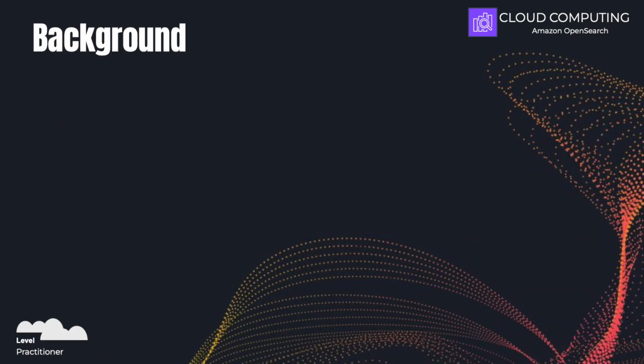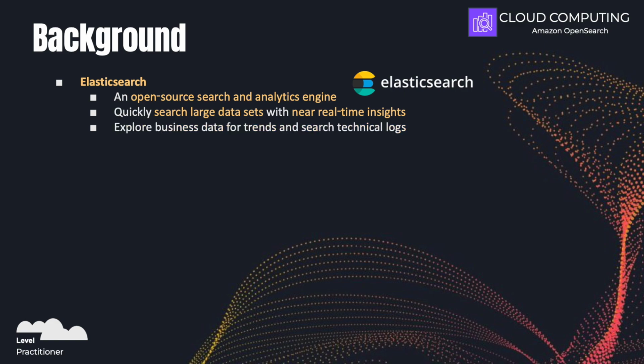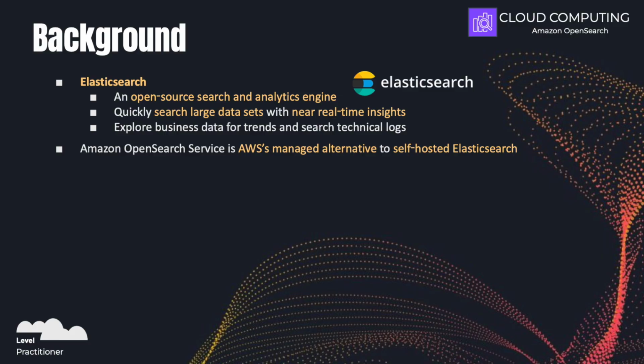Before we talk about Amazon OpenSearch service, it helps to understand the core idea behind it, Elasticsearch. Elasticsearch is an open source search and analytics engine that lets you quickly search through large amounts of data and get near real-time insights. You can explore business data to spot trends or search technical logs to see what's happening in your system. The problem is running Elasticsearch on your own can be very challenging.